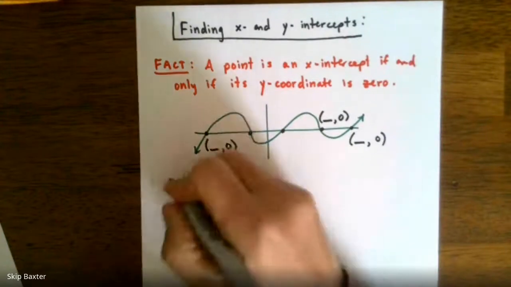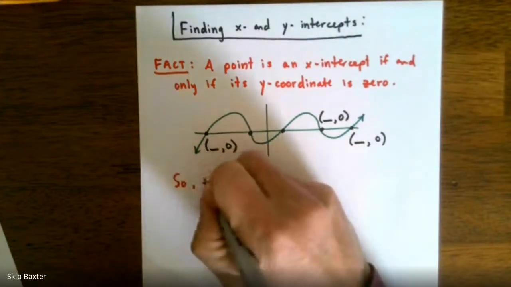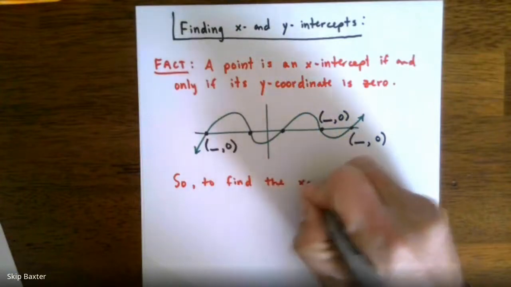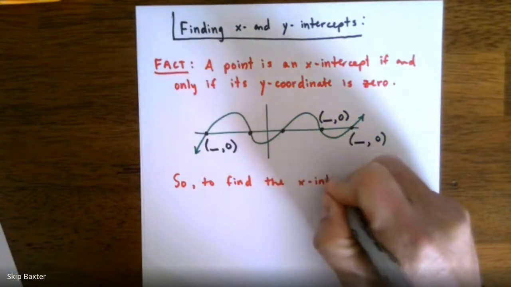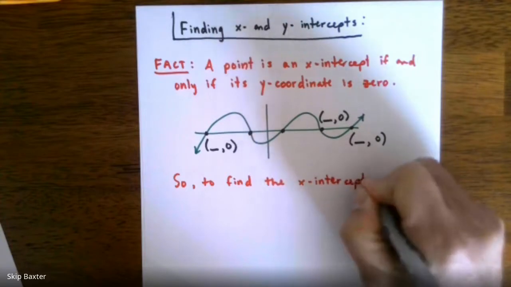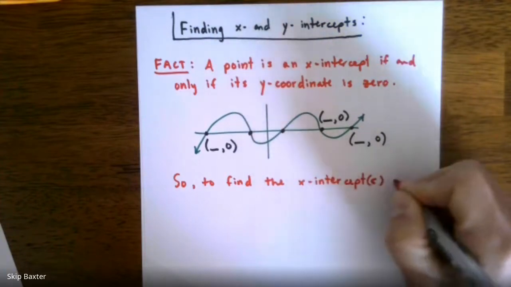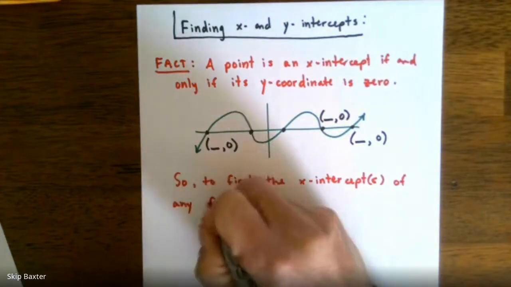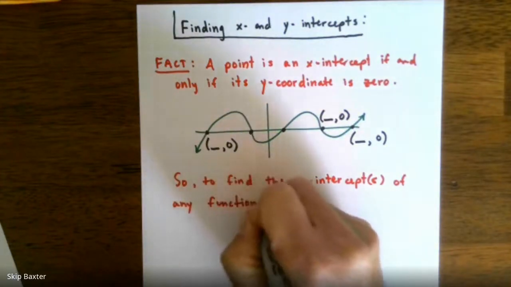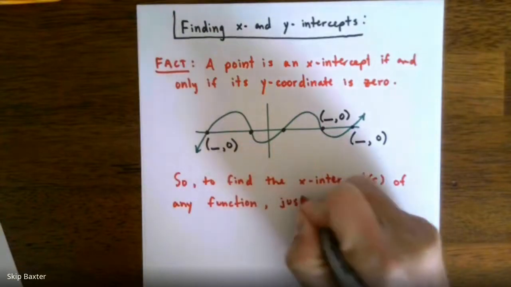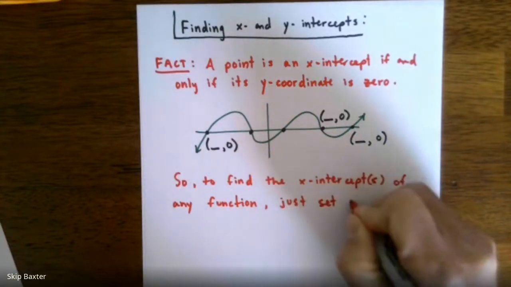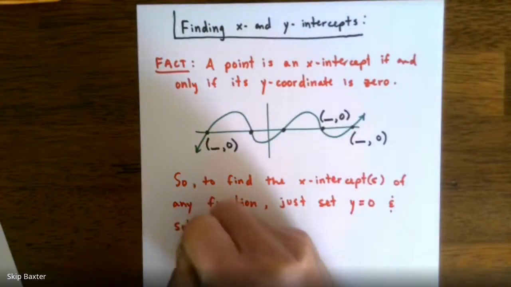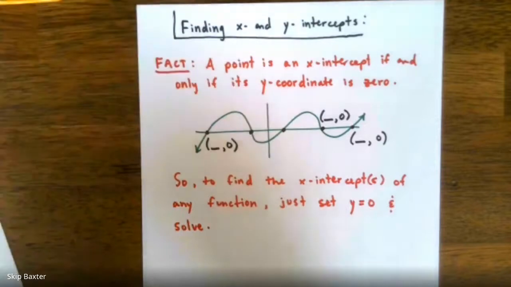So to find the x-intercept or intercepts of any function, you just set y equal to 0 and solve. That's all there is to it.